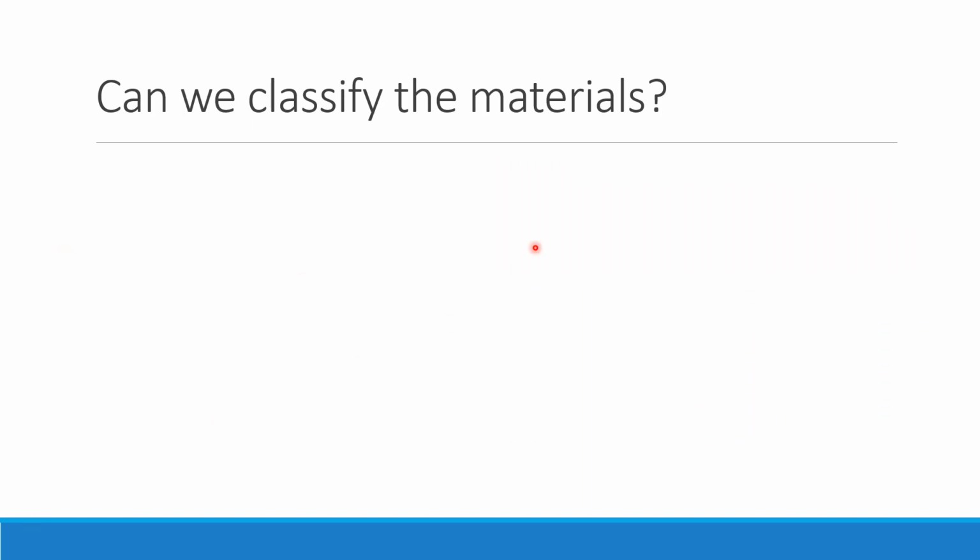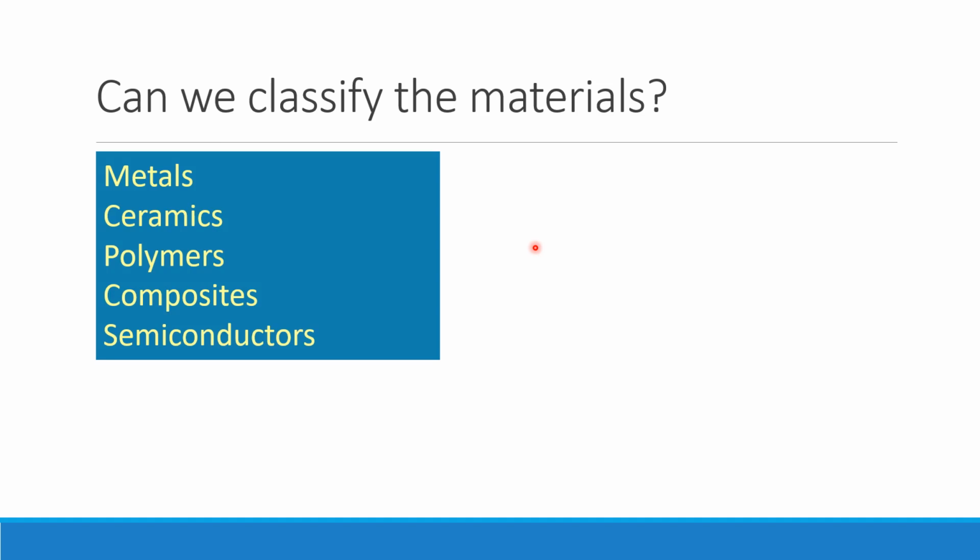Humans try always to classify things. We are not happy if we cannot classify things we have. So, can we classify materials? Of course we can. But there is no single way to make this classification. The simplest probably is to go for the properties. So, metals, ceramics, polymers, composites, or semiconductors are 5 groups of materials that have very different properties. So it can be quite easily separated into categories.